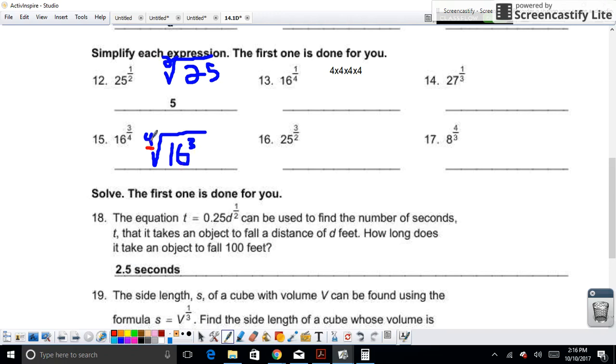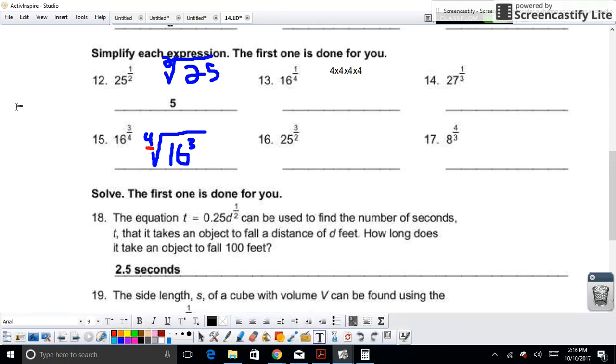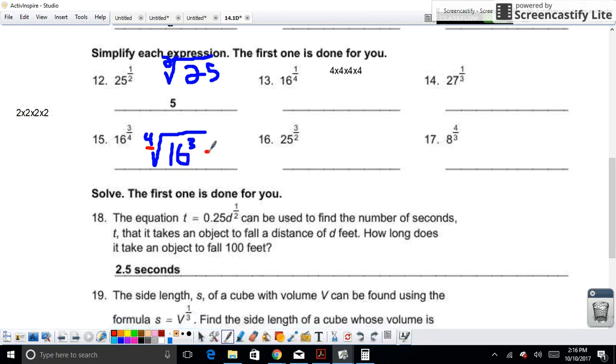So I want to know, what is the fourth root of 16? Well, I just kind of talked about that up here on number 13. So the fourth root of 16, what number times itself 4 times gives me 16? Well, it's got to be something small. I'm multiplying something 4 times in a row. It's got to be a small number. It's 2. 2 times 2 times 2 times 2 equals 16. So the fourth root of 16 is equal to 2.